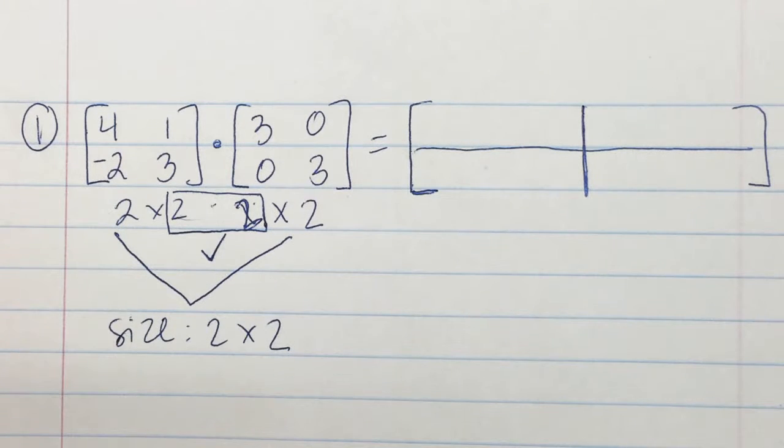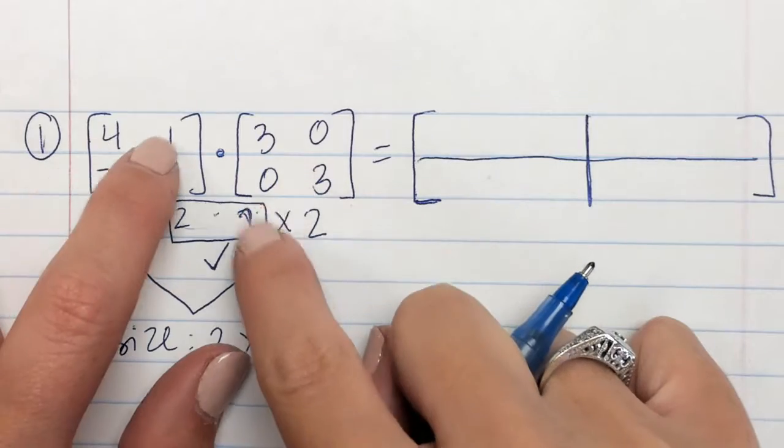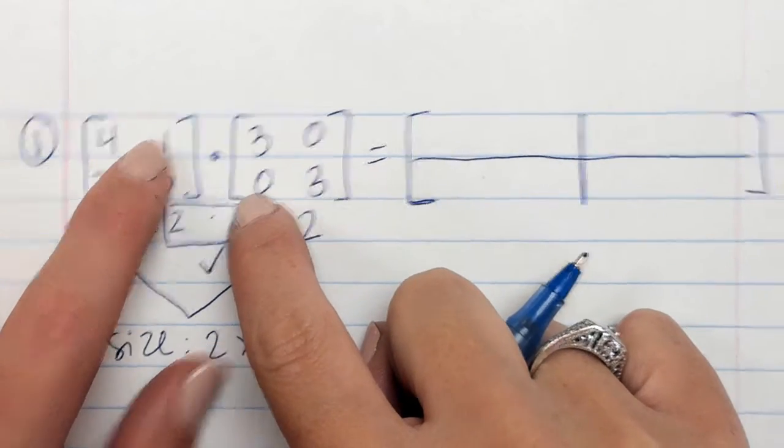Alright, if I were to ask you what 2 numbers are in row 1 of matrix 1, what would you tell me? 4 and 1. Good. Row 1 of matrix 1. What about the 2 numbers in column 1 of matrix 2? 3 and 0. Good. That's the first 2 we are going to multiply in this first spot. So this is how it's going to look: 4 times 3 plus 1 times 0. We're not going to write that yet.